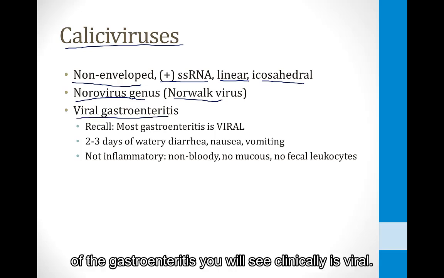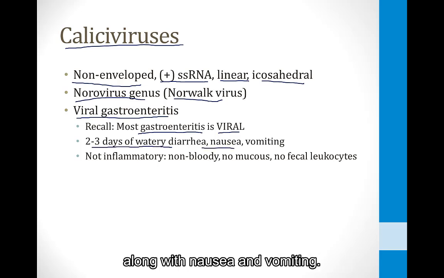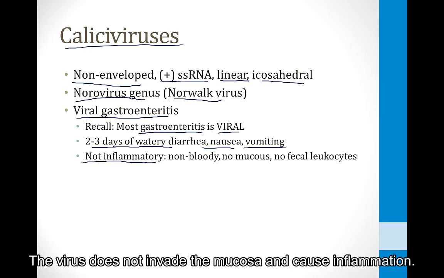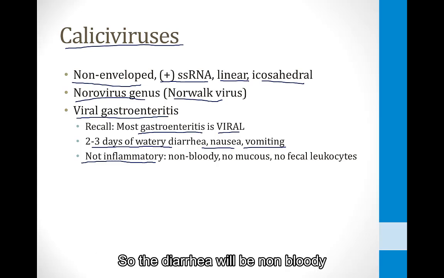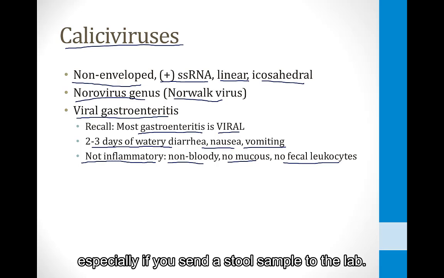So remember that most of the gastroenteritis you will see clinically is viral. Bacterial gastroenteritis is relatively rare. So people with Norwalk virus infection have 2 to 3 days of watery diarrhea along with nausea and vomiting. And remember, this is a non-inflammatory diarrhea. The virus does not invade the mucosa and cause inflammation. So the diarrhea will be non-bloody with no mucus and no fecal leukocytes, especially if you send a stool sample to the lab.